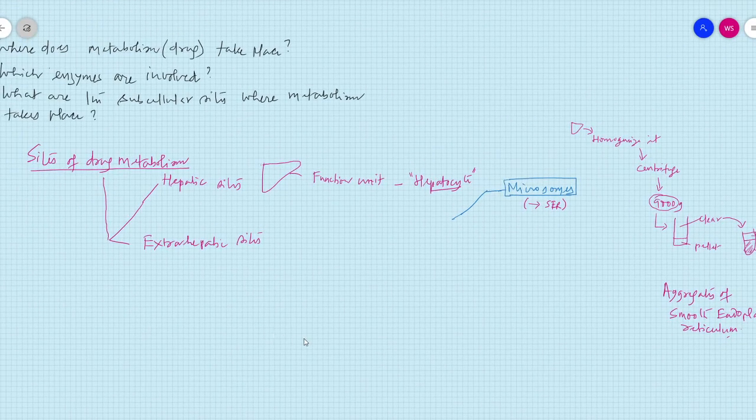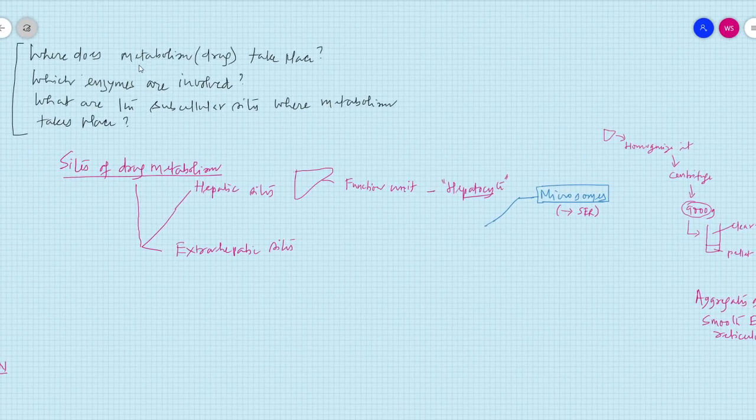Our question was which organs, where does metabolism take place. We learned that the most important organ is the hepatic site, or the liver, the main organ. Now we are asking which is the subcellular site. Why are we asking that question? Because the functional unit is the hepatocyte. So which is the subcellular region? We define microsomes, and we mean this smooth endoplasmic reticulum.